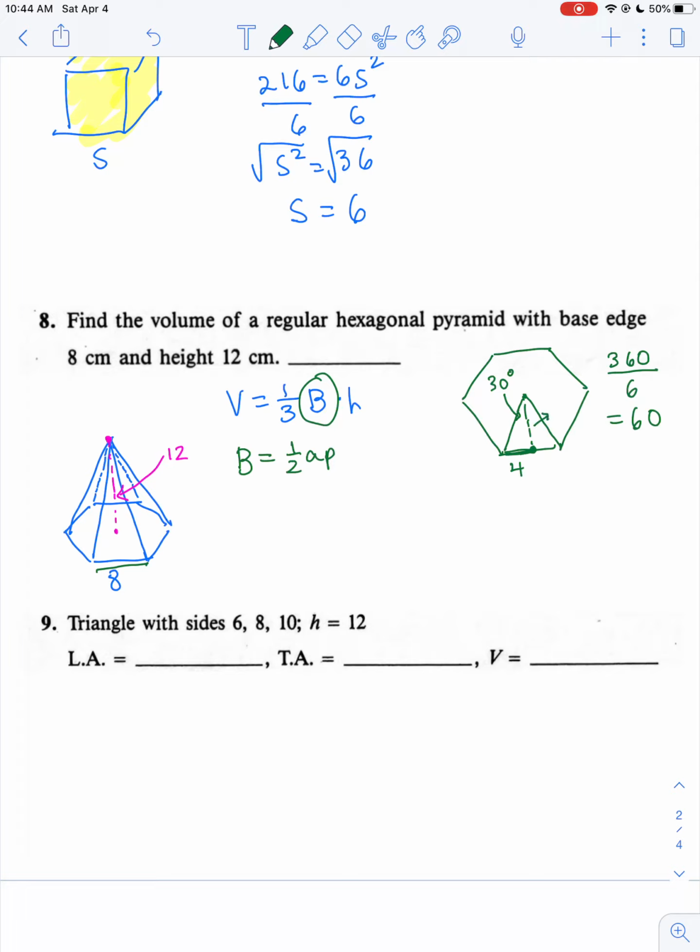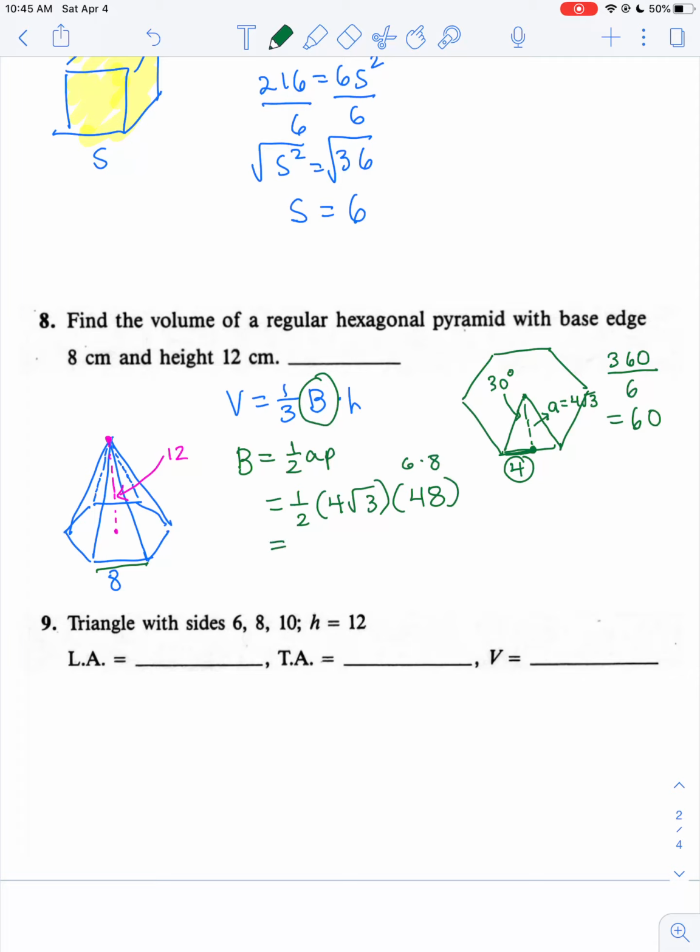And to get the value of the apothem, since 4 is the short leg, we would take 4 and multiply it by radical 3. So 4 rad 3 is your apothem value. So now we have 1/2 apothem 4 radical 3. The perimeter of the hexagon is, each length of the side is 8, and then you have 6 of those sides, so perimeter is 48. And we got that by taking 6 times 8.